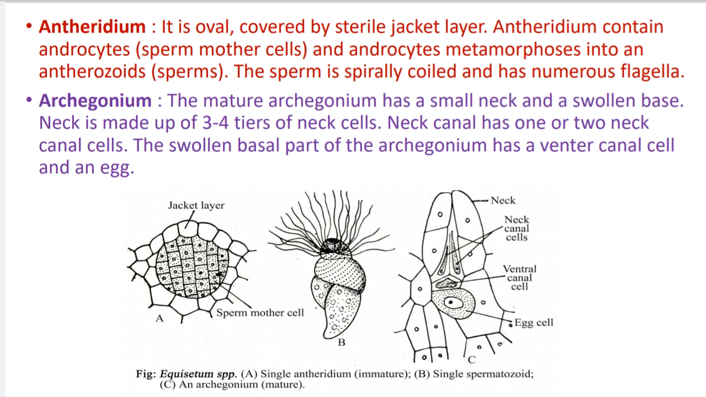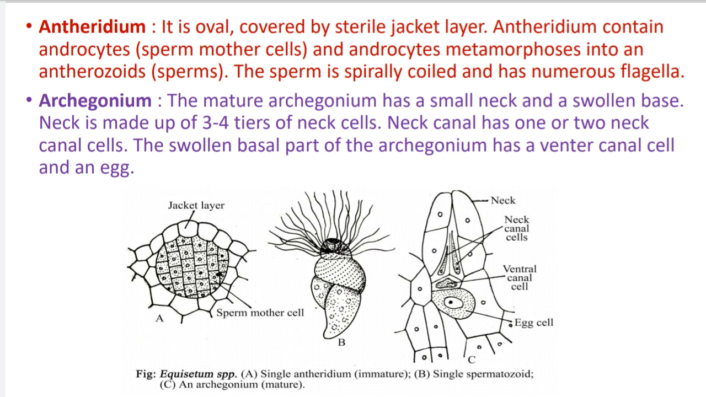Then the archegonium. The mature archegonium has a small neck and a swollen base. You see in diagram C, the archegonium has a small neck. Upper is the neck and basal is the swollen base, called the venter. The neck is made up of 3 to 4 tiers of neck cells, so 3 to 4 layers of neck cells are present in the neck. The neck canal has one or two neck canal cells.